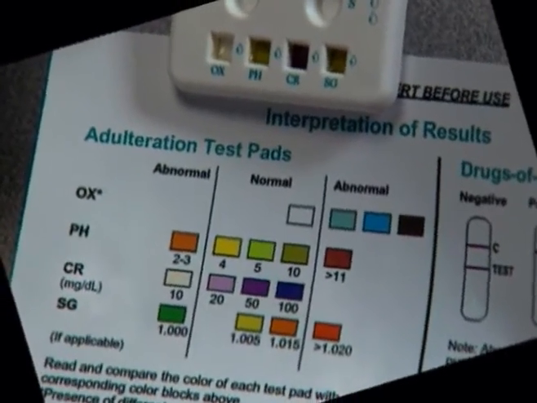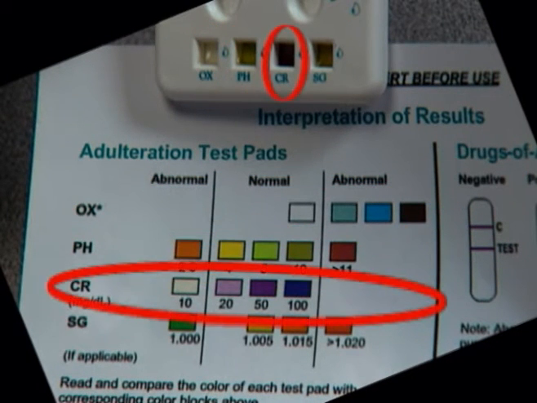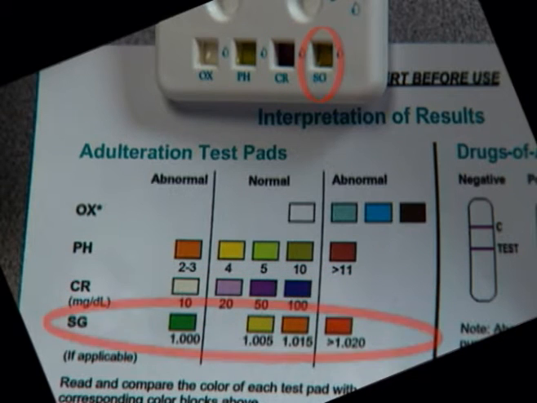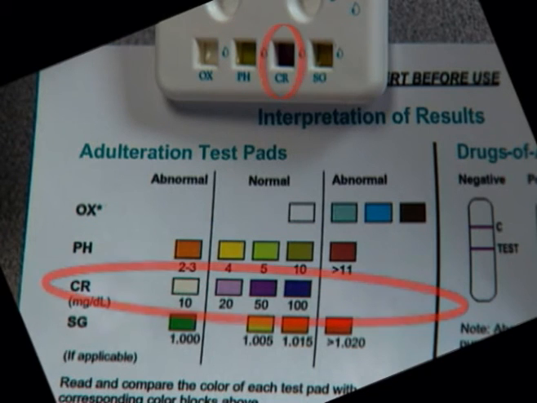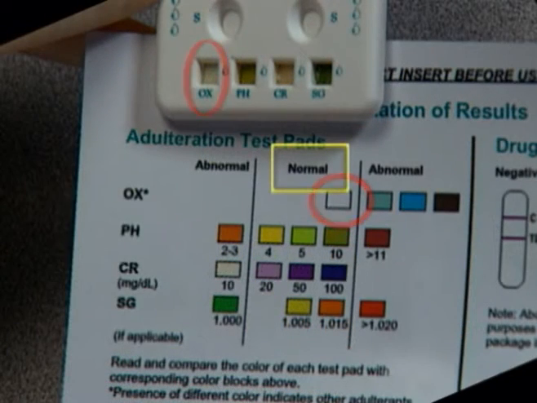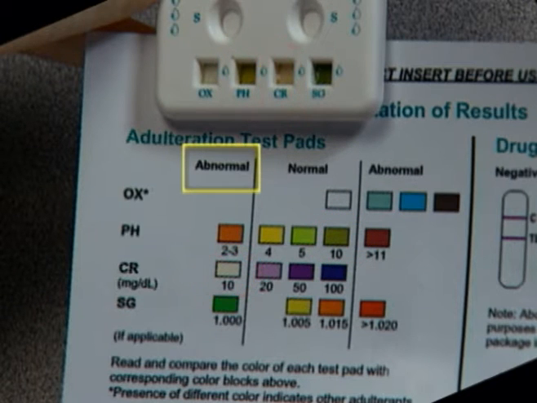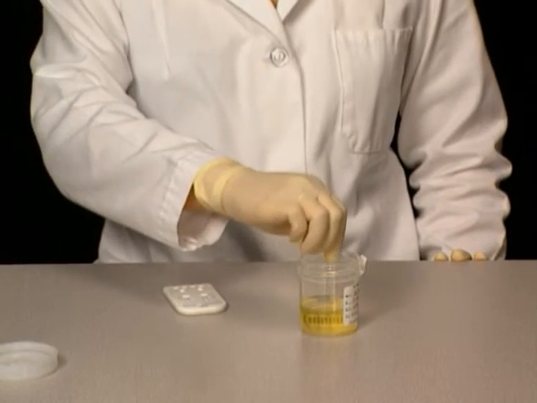After 1 minute, compare the colors of the oxidant, pH, creatinine, and specific gravity tests with the corresponding color blocks on the color chart included in the kit. Do not read the results after 2 minutes, as the color may change. All color pads should fall within the range indicated on the color chart. If the color is outside the normal range, either high or low, possible adulteration should be considered. Proceed further with the drugs of abuse test.